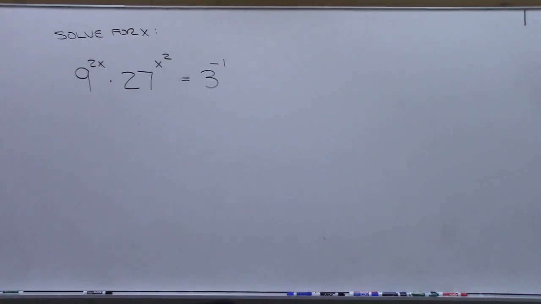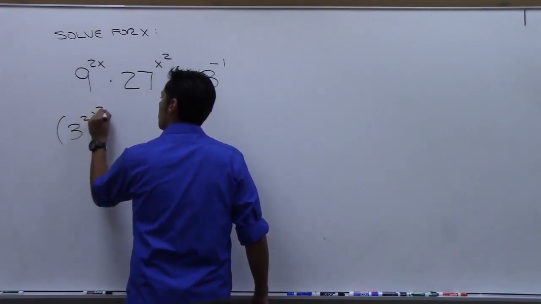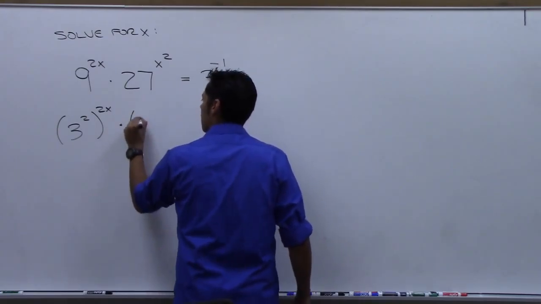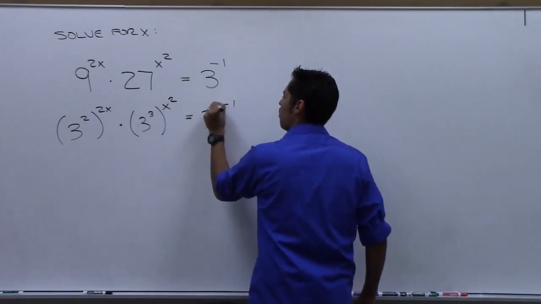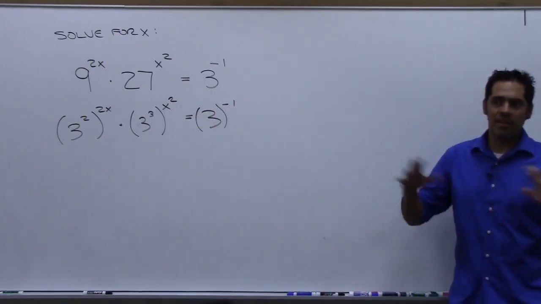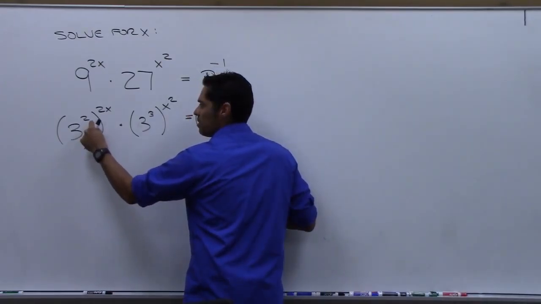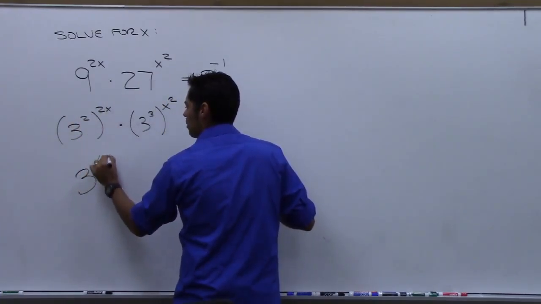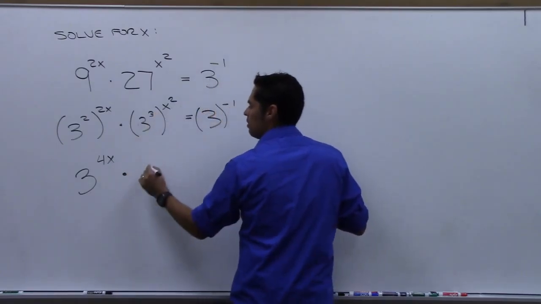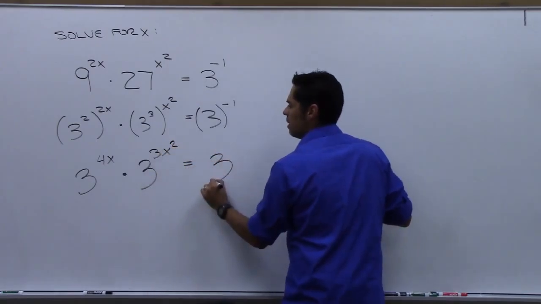I think a lot of people are getting stuck on the same thing. If you got -1 and -1/3, that's great. Let me just show you. This is 3 squared to the 2x times 3 cubed to the x squared equals 3 to the -1. I would like to get everything base 3. Multiply those two together and get 3 to the 4x times 3 to the 3x squared equals 3 to the -1.